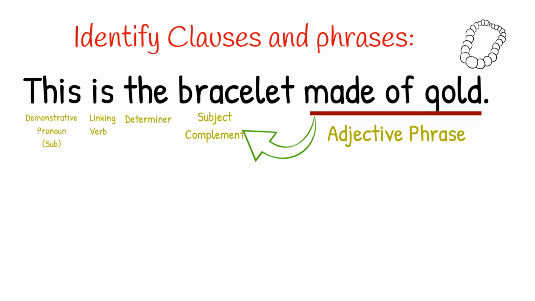And "made of gold" is a group of words without any finite verb which is used to qualify the noun the bracelet. If one asks what kind of bracelet or which bracelet, the answer will be the bracelet that is made of gold. So the phrase "made of gold" qualifies the noun bracelet. Hence it acts as an adjective. That is why it is an adjective phrase. Remember, if a phrase acts as an adjective, then it is an adjective phrase. And if a clause acts as an adjective, then it is adjective clause.